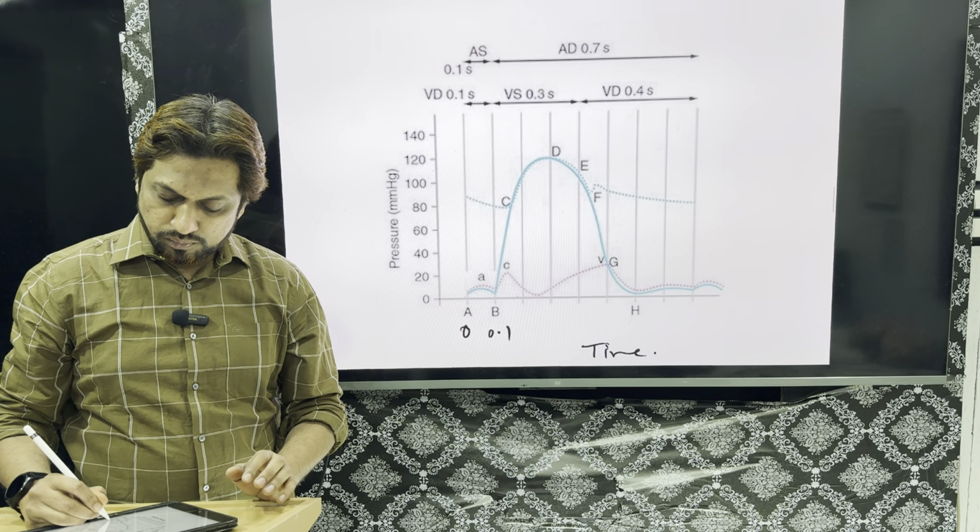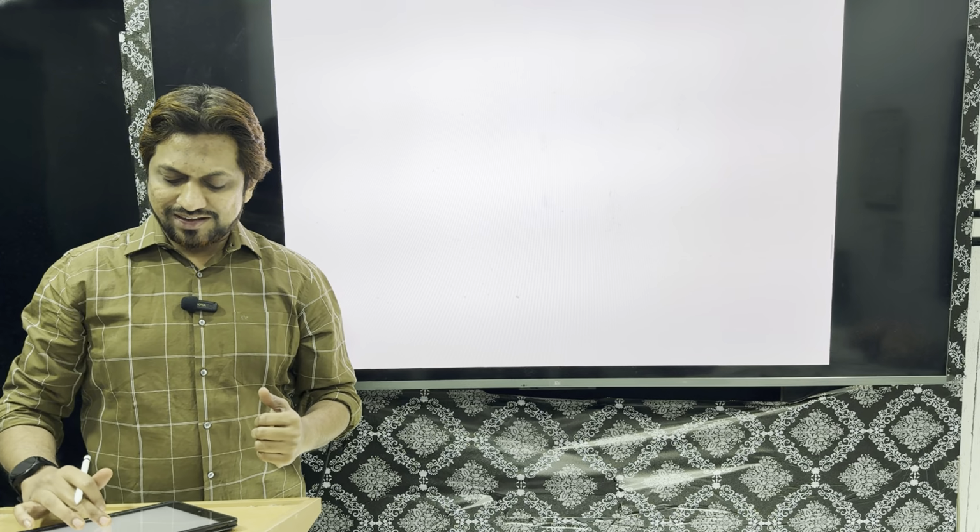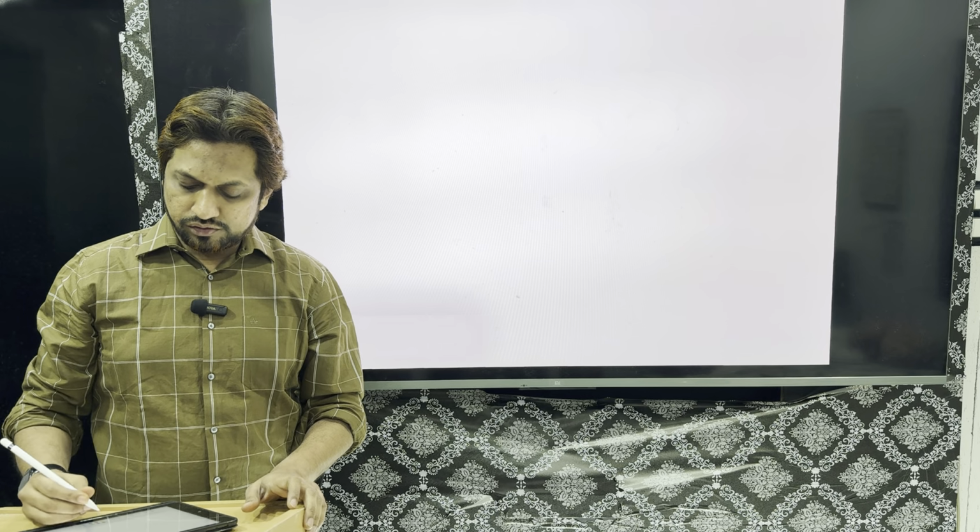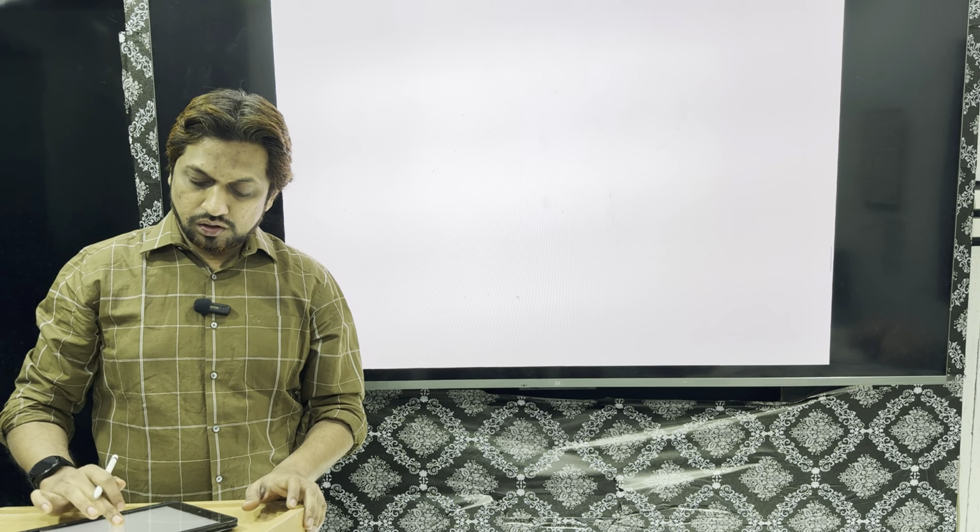So in this 0.8 second, so many pressure and volume changes take place in the atria and ventricles, and what are the changes we are going to see now. So first, as I said, we will first discuss the atrial systole. First thing we'll see is the atrial systole.